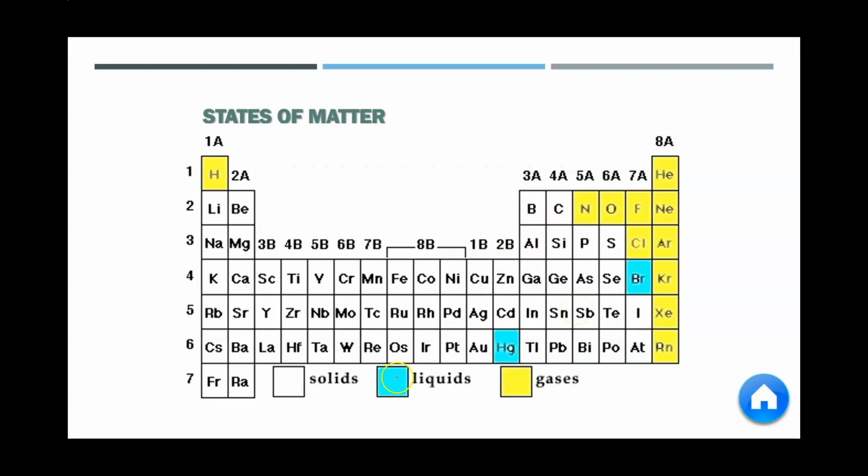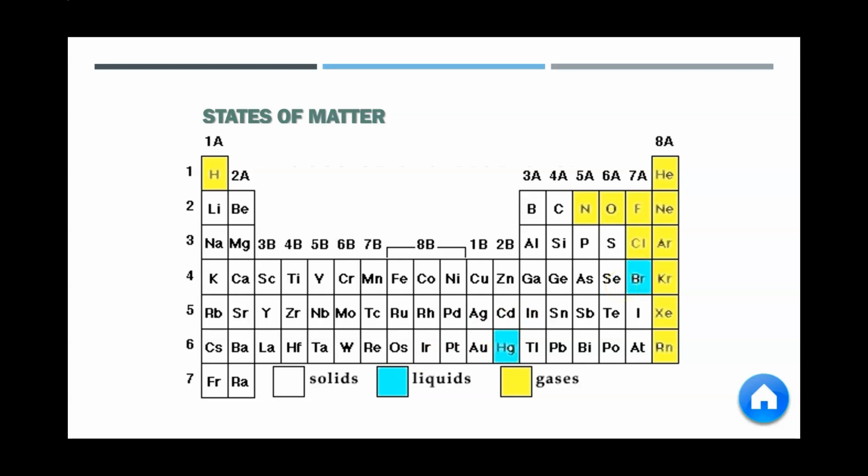Then we have our liquids, and I need to make sure you understand this. This is at room temperature, and when we say room temperature, we're talking between 20 and 25 degrees. So at room temperature, all of these elements are going to be solid. There are only 2 elements that are liquid at room temperature, and that is mercury and bromine.